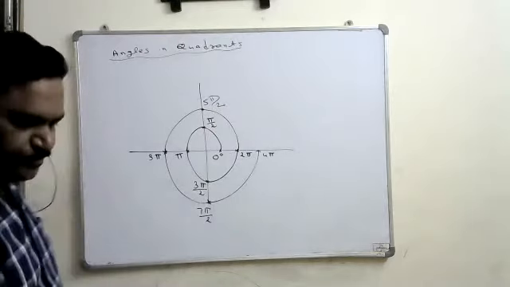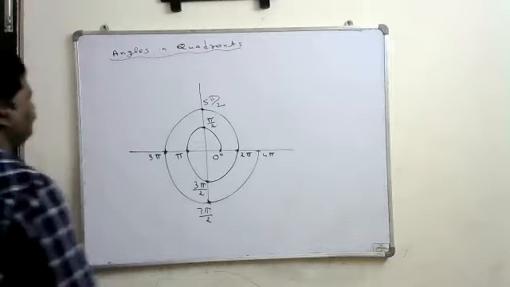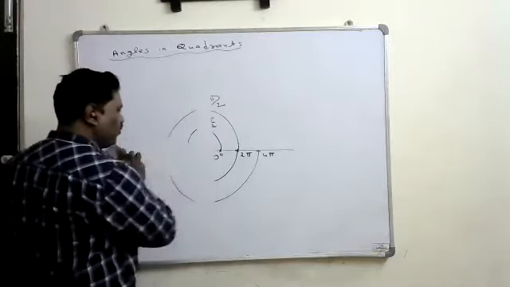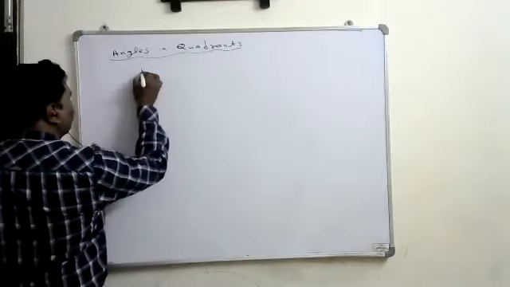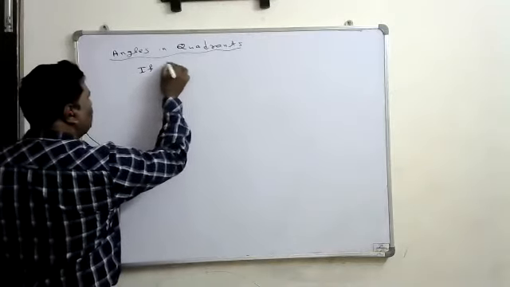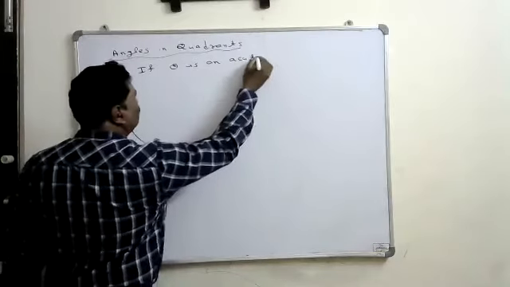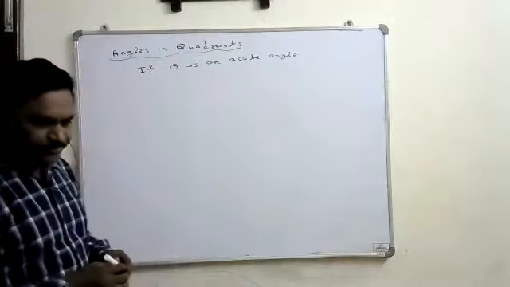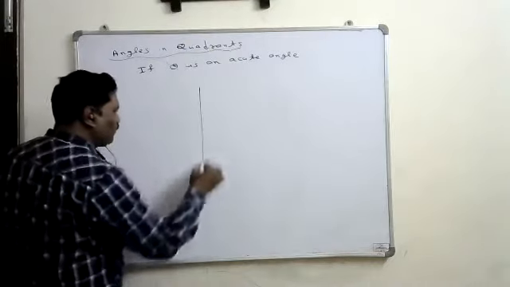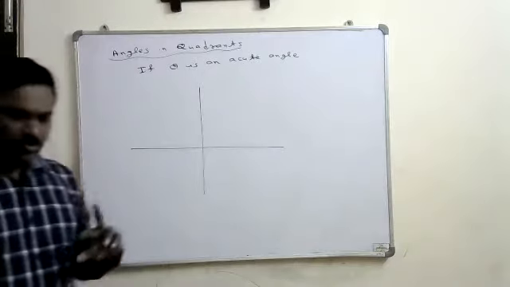Next, angles in quadrants. Observe this. This is also an important concept. Suppose theta is an acute angle. We know what is meant by an acute angle: less than 90 degrees, 0 to 90. It should lie in between 0 and 90.